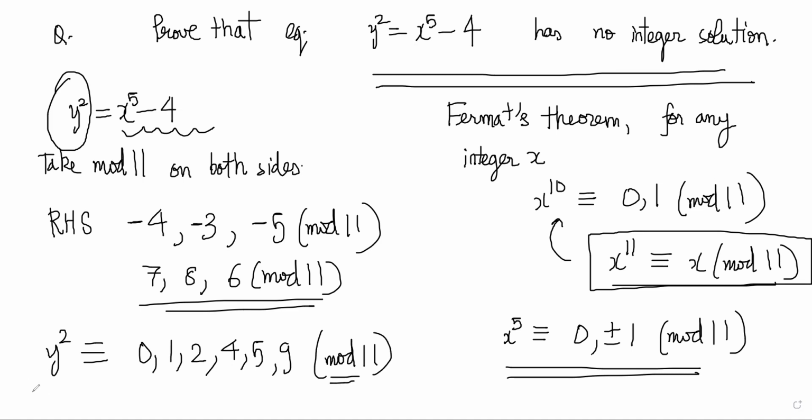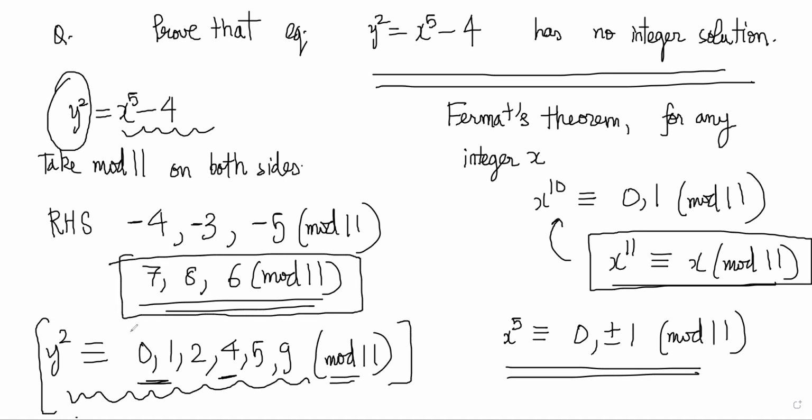Take y as 0 mod 11, so y squared can only be 0. If y is 1 mod 11, y squared can only be 1. If y is 2 mod 11, y squared will be 4, right? So you check all the possibilities for y squared mod 11. You will get that y squared can only be these, but the RHS is coming out to be these, which means that they can never be equal, right? So there must not be any possible integer solutions here.